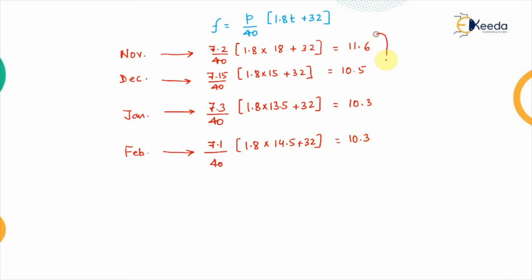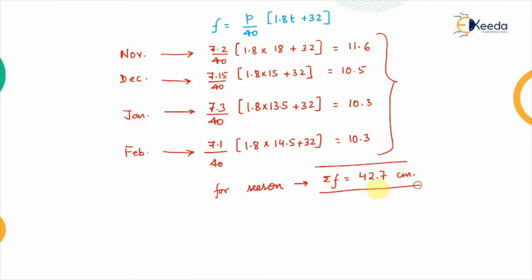Now these are the values for each month. If we want to calculate the f value for the entire season, we need to sum all of these values, and that comes out to be 42.7. Now we know that from this formulation, the answer that we get is calculated in centimeters. So the unit of this value will be centimeter. So the summation of f is equal to 42.7 centimeters.